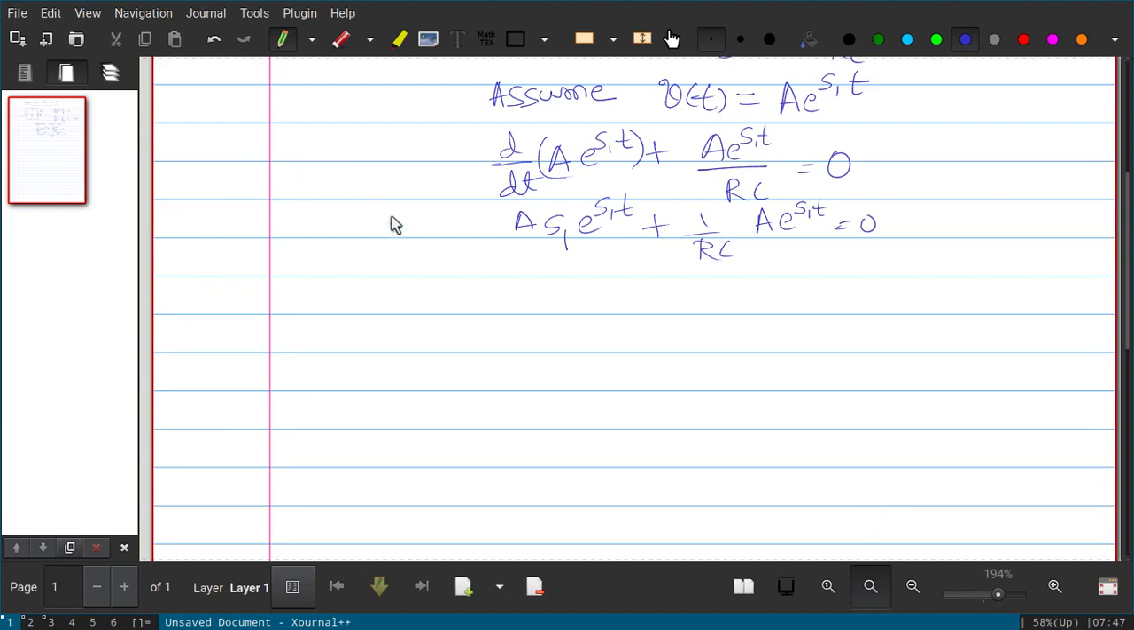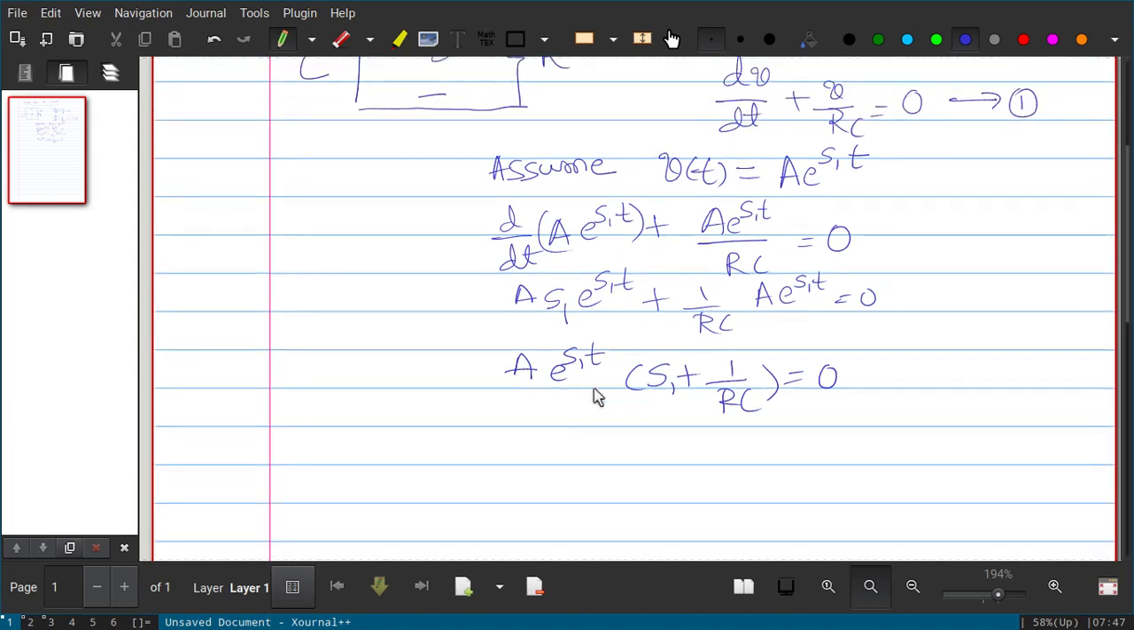Again here, if you take A e power s1t outside, we get s1 plus 1 by RC equal to 0. To satisfy this equation, either A should be 0 or s1 should be minus infinity, but if you consider these two conditions, then our assumed solution V of t will be 0. It's a trivial solution, so we'll consider the third option, that is s1 plus 1 by RC equal to 0.